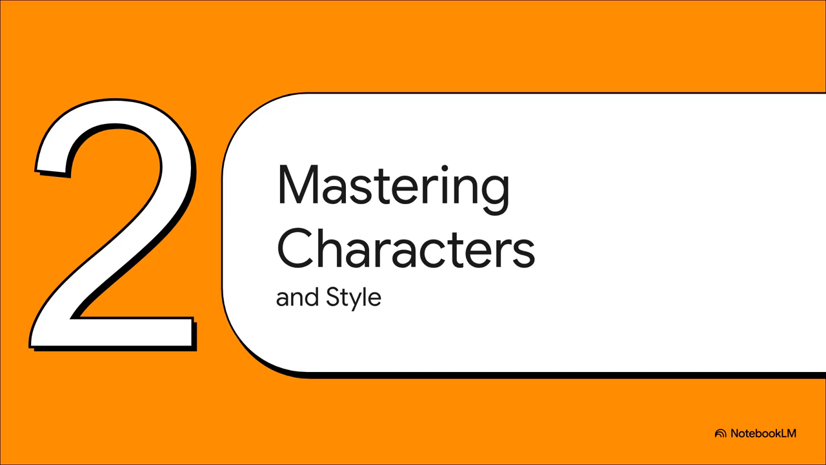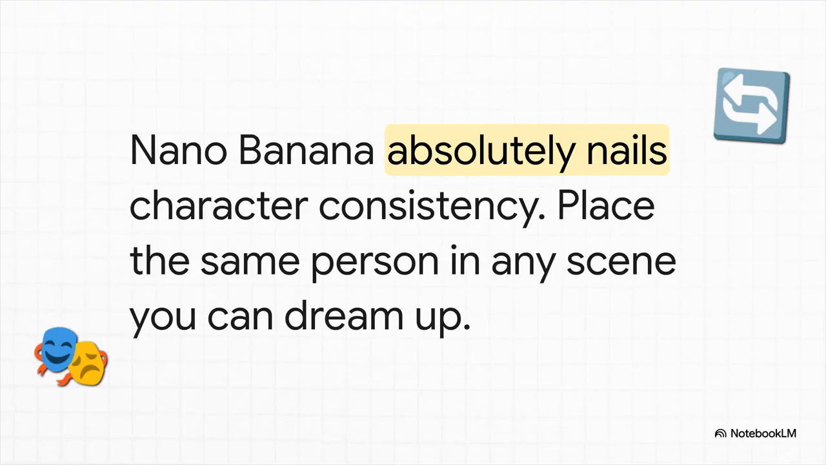We're moving beyond just fixing photos, we're getting into mastering consistent characters and completely transforming the artistic style of an image. You know, one of the biggest challenges for AI image tools has always been character consistency. Getting the same person to show up in different images is so hard. Well, Nano absolutely nails it. You can create a character and then just pop that same person into any scene you can dream of. A coffee shop, a dentist's chair, you name it.